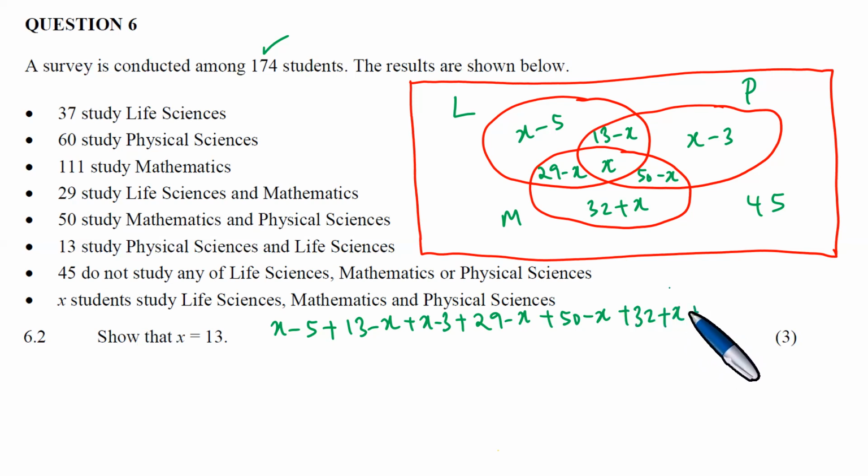And then we add just X. And then we add 45. If we add everything, it becomes 174. It becomes 174.